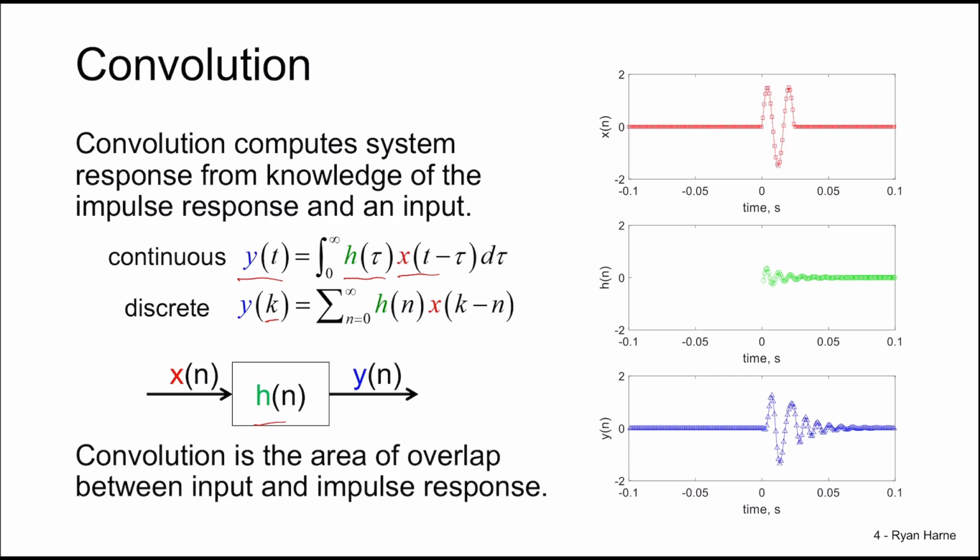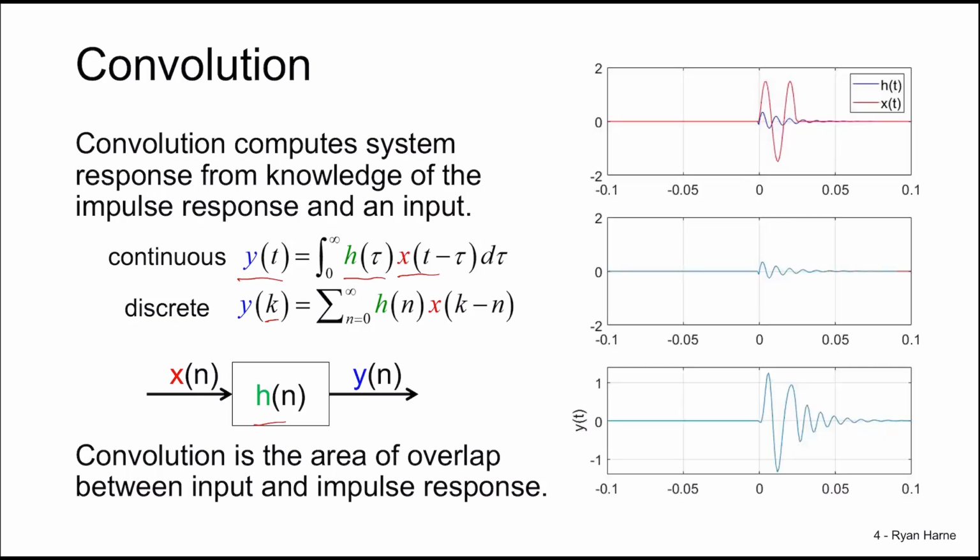When computed, convolution is the area of overlap between the input and impulse response, which means when we consider an animation of convolution, the net overlapping area is the instantaneous temporal response. So only when the period and a half sinusoidal input x crosses over the impulse response h do we see the y of t output of the system response occur.